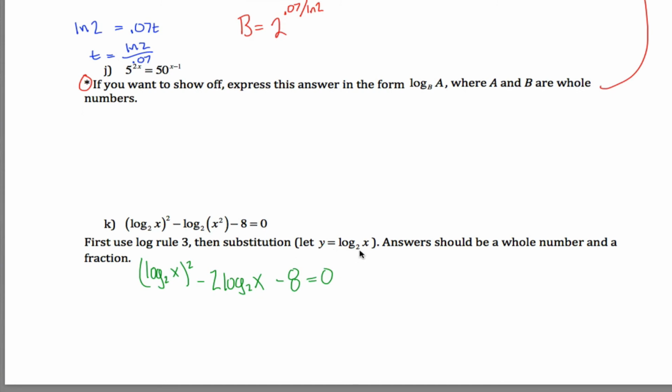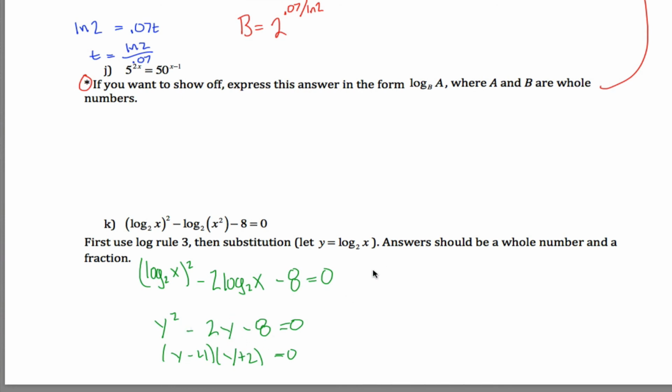It says let y equal log base 2 of x. So I got a log base 2 of x right here. I can substitute in a y. Minus, I got a log base 2 of x here, so I can substitute in a y. Gets me here. I can solve this equation. This thing factors. y minus 4, y plus 2 is how you factor this quadratic trinomial. I think I'll just assume you know how to do that. If you don't, I can show you that in a different video.